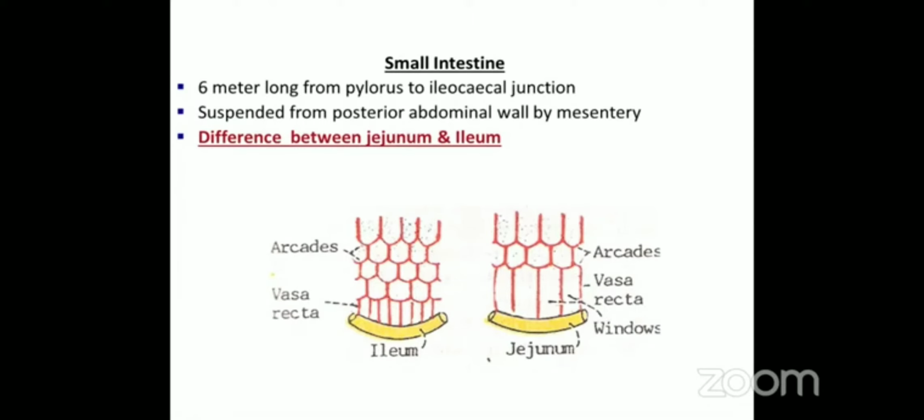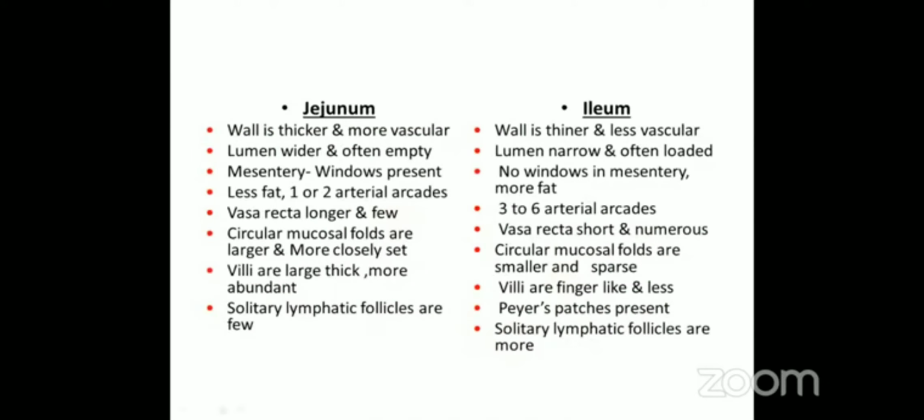So the windows are visible in jejunum and they are fewer in ileum. That is the main criterion. Why is this so? Because there is less fat and fewer arcades here. Here there is more fat, so windows are fewer in case of ileum.